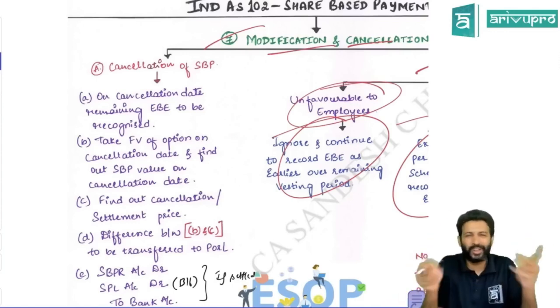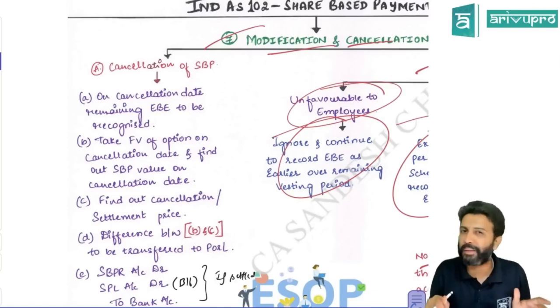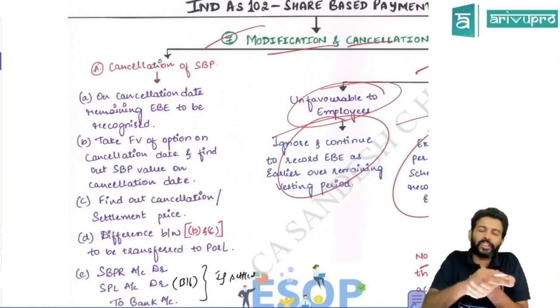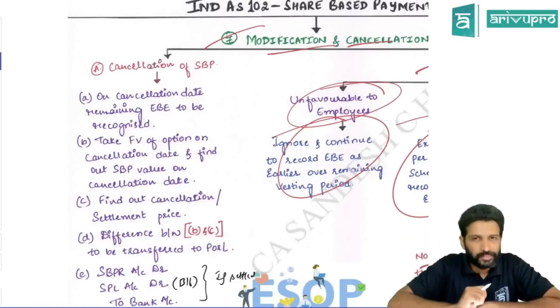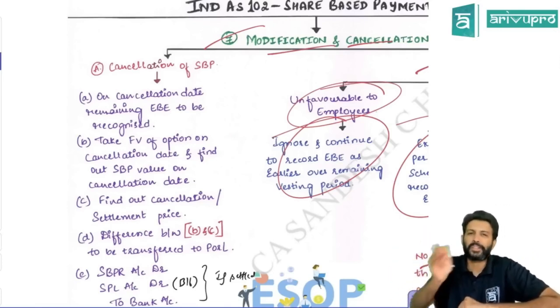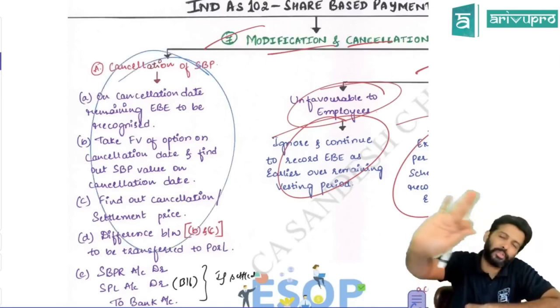Company feels it is not in our hands right now to go through with this plan. We don't have that kind of money power or whatever it is. So they decided to cancel, let's assume. So whatever SBP plan they had, they decided to cancel. In that case, what to do is the accounting now. So previous case was modification. Modification is alteration. Cancellation is altogether putting a full stop and saying, sorry, that's all.